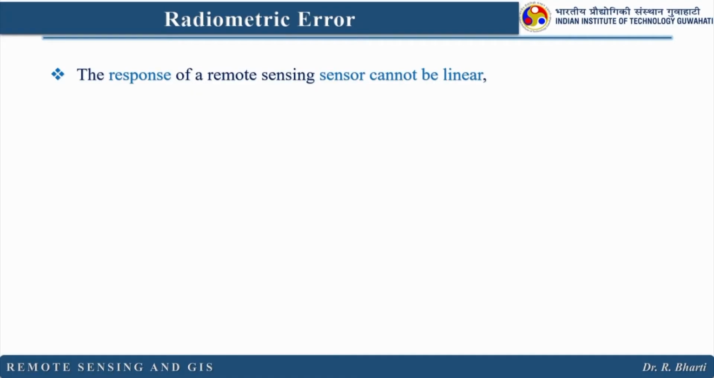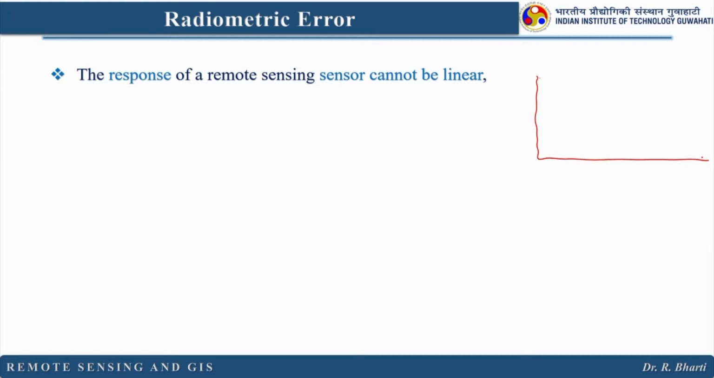The response of a remote sensing sensor cannot be linear. So, what does it mean? It means when you plot the sensitivity of a detector, it will be like a Gaussian distribution, right. There is a peak where its sensitivity is maximum, but in other places its sensitivity is not up to the mark.